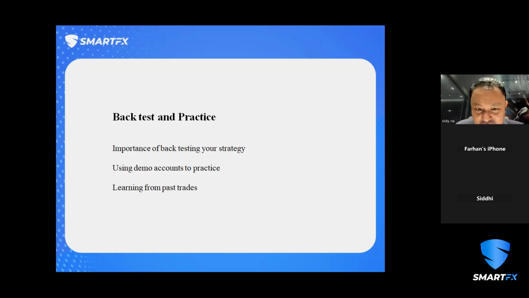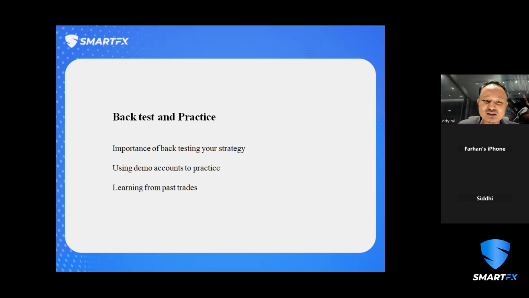Test in a demo account, see how much is the probability of winning in that trade. It's like if you practice on a ground to play football or cricket, and when you actually play the real match, you will perform better, right? But if you go to a real match without practice and try to play, you will be a joke. You will be in a terrible, terrible situation.